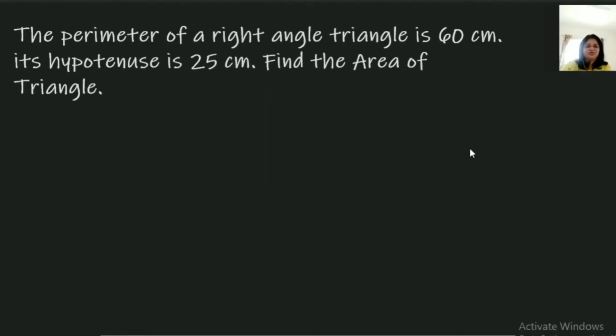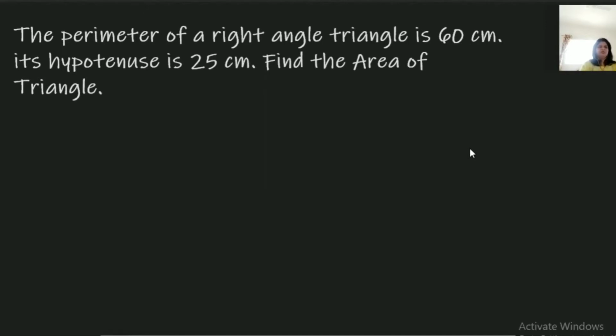Quadratic equation. So here I have written a question which may be a tricky question for you. Let's learn about the question, how to find the solution of this question. The question is: the perimeter of a right angle triangle is 60 centimeter. That's the given part, and its hypotenuse is 25 centimeter.